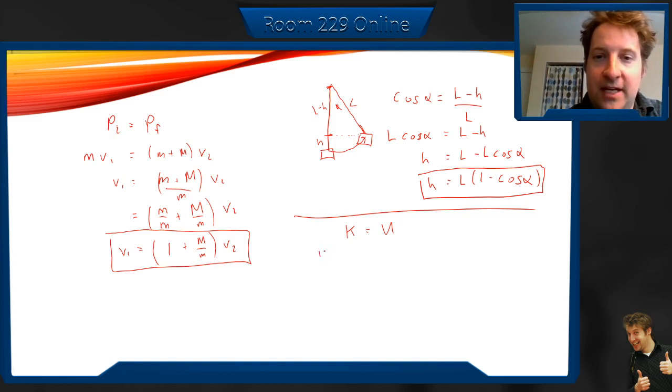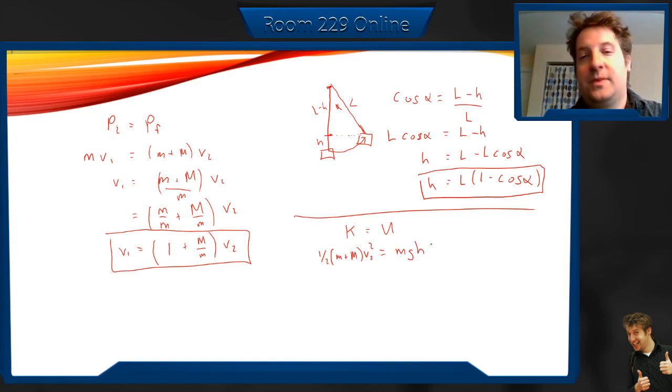My kinetic energy is 1/2 the mass of the bullet plus the mass of the block, times V squared. Which V is that? Is that V1 or V2? That's V2, because that's the velocity of the whole system after it hits. And then mgh. Okay? So now that I have all this stuff, I'm pretty much good to go.